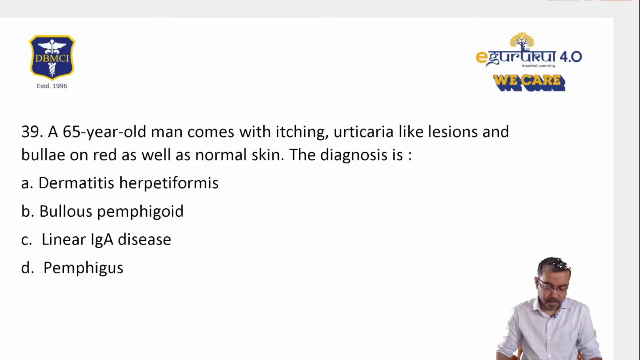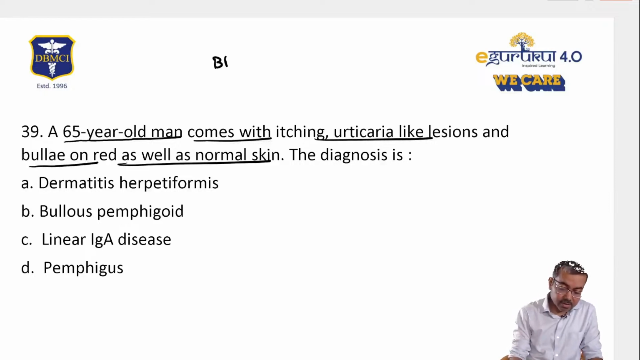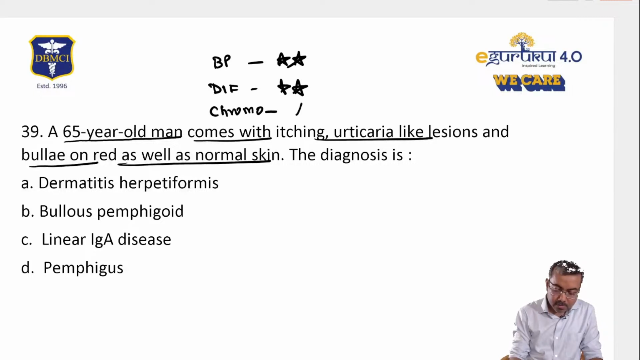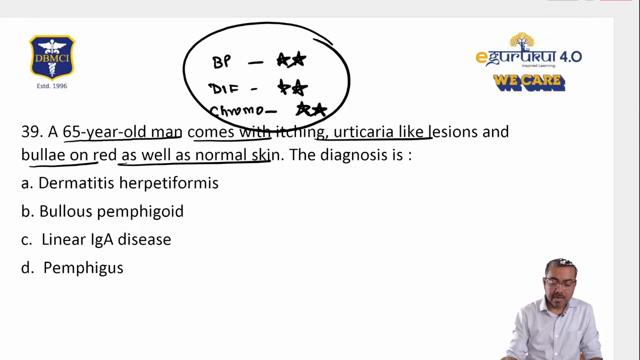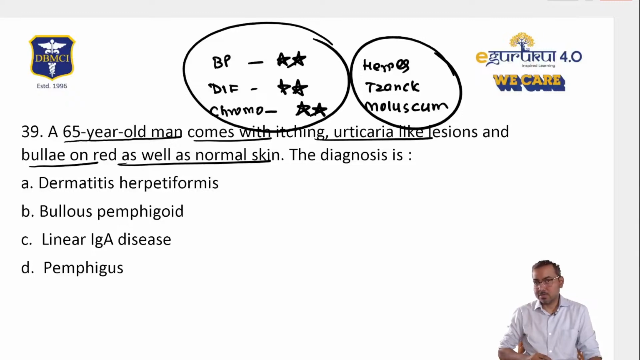Clear? All right. 39. A 65-year-old man presents with itching, urticarial lesions, and bullae on red as well as normal skin. So again, can you see, bullous pemphigoid is an important topic. Remember, DIF was an important topic. Remember chromoblastomycosis. Can you get the trend now? This is very typical. They like herpes, for example. They like Tzanck, for example. They like molluscum. These are all standard questions for INICET in dermatology.